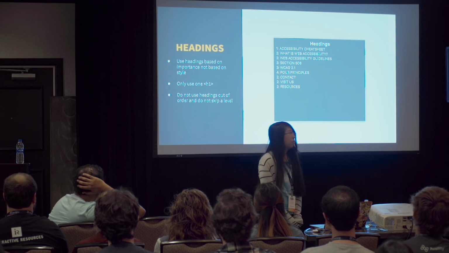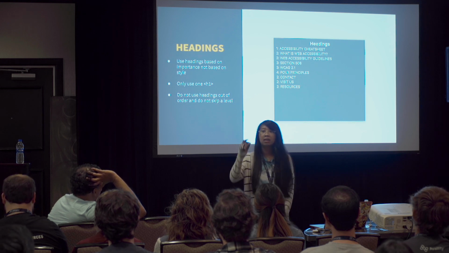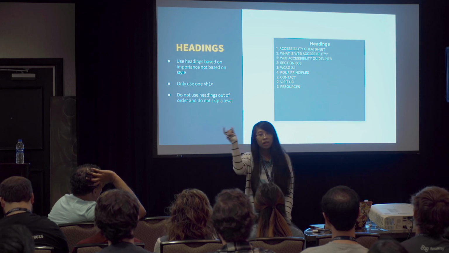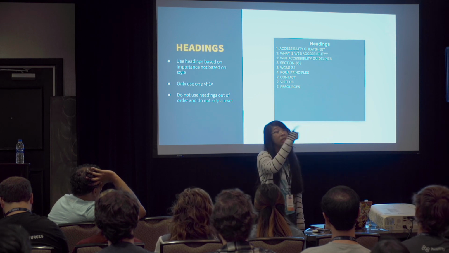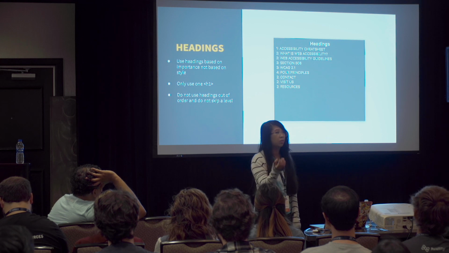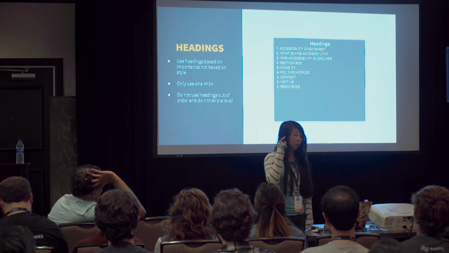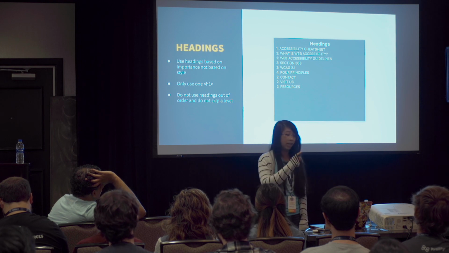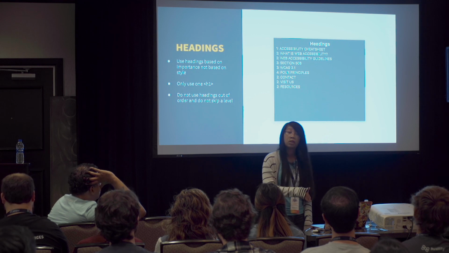Use them based off of importance, not by style. I see a lot of developers choosing the size they want, and then they're like, okay, H6, we'll use that one. But start with H1, and then restyle it to be whatever you want. It shouldn't correlate to the size of your text. Also make sure that there's only one H1, and that's the first one on the page. And do not skip any levels, because that'll make it confusing for the users.